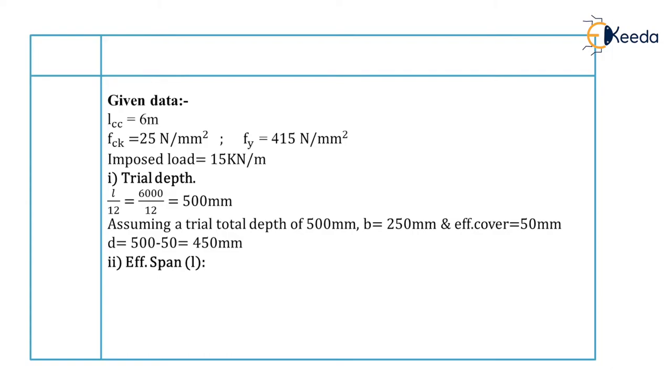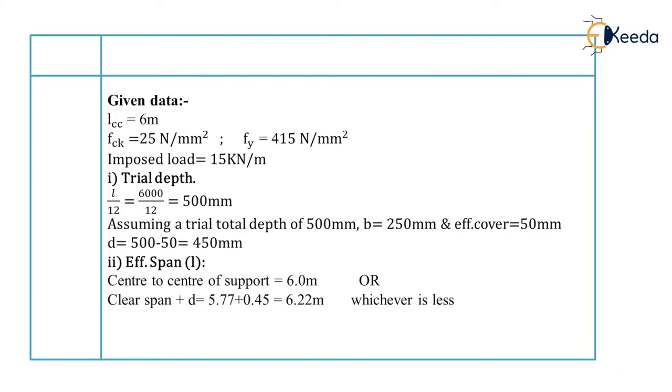Then we will calculate effective span here. We know the criteria, the center to center of support is given already in the problem, that is 6 meter, or clear span plus effective depth. So the clear span, we know that clear span is equal to center to center distance minus width of the support. So here width of support is given as 0.23 meter. So 6 minus 0.23, which gives us the clear span equal to 5.77 meter. So clear span plus effective depth, that is 5.77 plus our effective depth of 0.45 meter, gives us the value 6.22 meter, whichever is less. Okay, so here we will take the lesser value. Therefore, effective span L is equal to 6 meter.